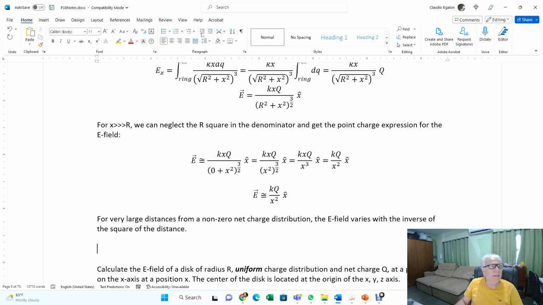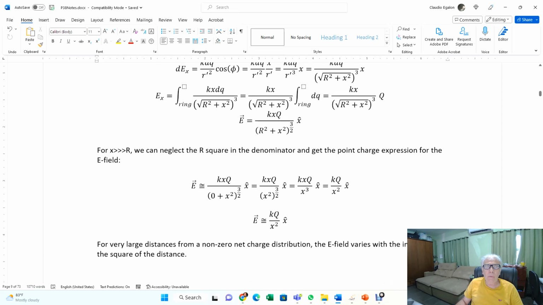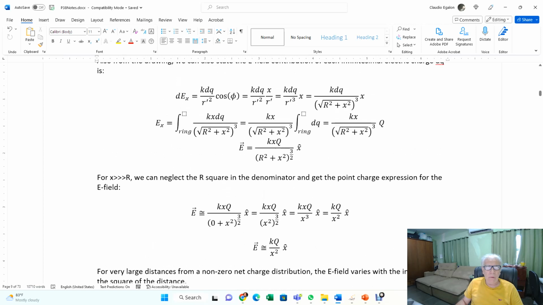So that's how we solve the easiest type of problem for a continuous charge distribution. This one is the easiest one because each infinitesimal charge distribution is at the same distance from the point where we are trying to calculate the electric field. Okay?